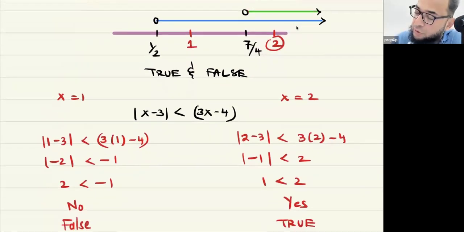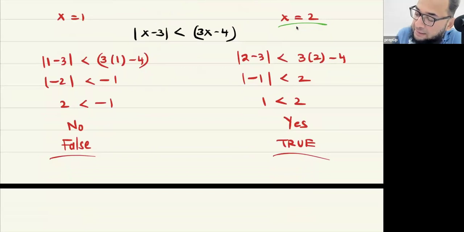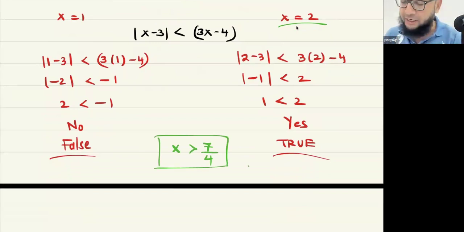Let me just focus on the green color. Yes, the green color is true because it's representing 2. What about the blue region, the in-between region? 1, this region is not true. This is false. The green one is true. Therefore, what is the final answer? The final answer is x is greater than 7 over 4. That is the answer over here.